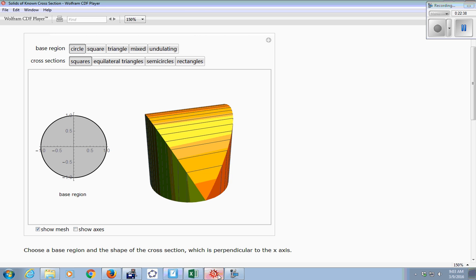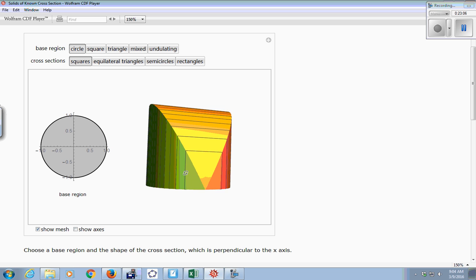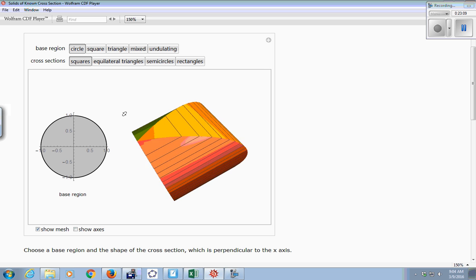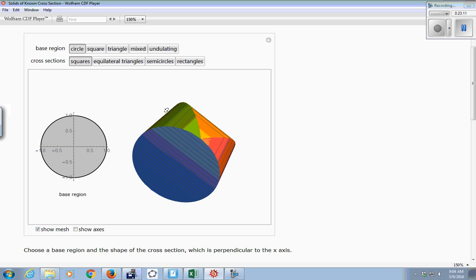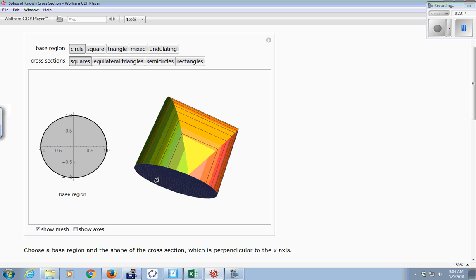Hold on. Okay, so here's my base. It's a circle, right? Base is a circle. And then the cross sections perpendicular to the x-axis coming out of the board are squares. So it makes this funny looking, I don't even know what that's called. Where are the squares? Oh, hey, I can turn it. So there's the base, right? That's the bottom. And then you can see the square cross sections.